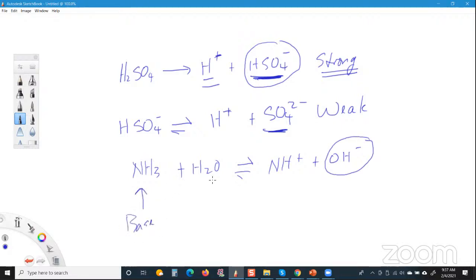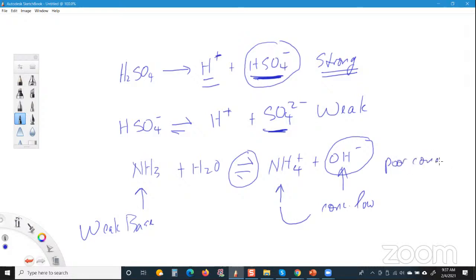And because this is a reversible process where you have the back and forth between the reactants and the products, that makes ammonia a weak base, all right? So in the case of ammonia, the concentration of OH minus would be very low, and also for the ammonium ion. These two would have low concentrations, and therefore this solution would be a poor conductor of electricity. So that's the difference between a weak base and a strong base.